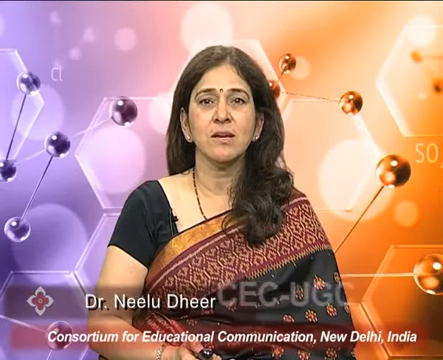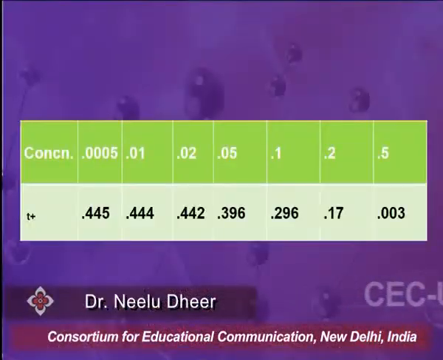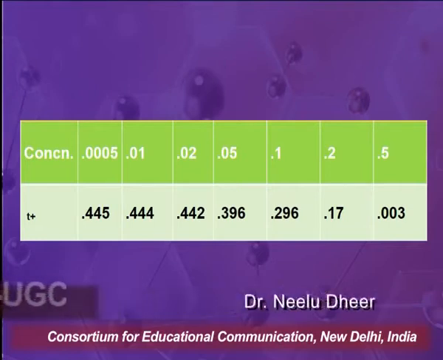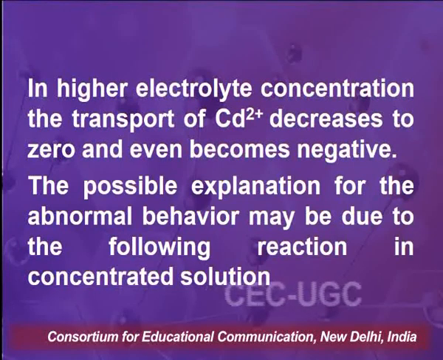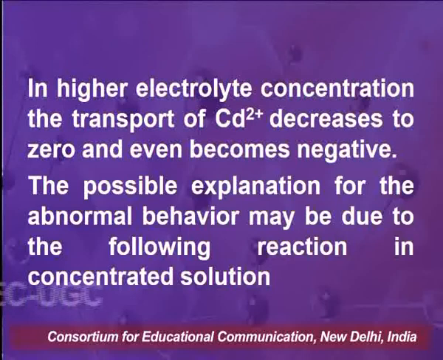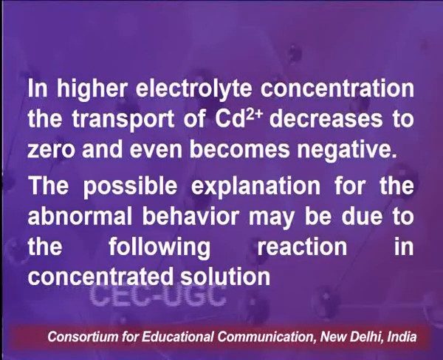Continuing with abnormal transference numbers. It has been found that the solution of cadmium iodide exhibits a marked deviation in transport number with the concentration, as shown in the table. As the concentration of CdI2 increases, the transport number is seen to decrease. In higher electrolyte concentrations, the transport number of Cd2+ decreases to 0 and even becomes negative.